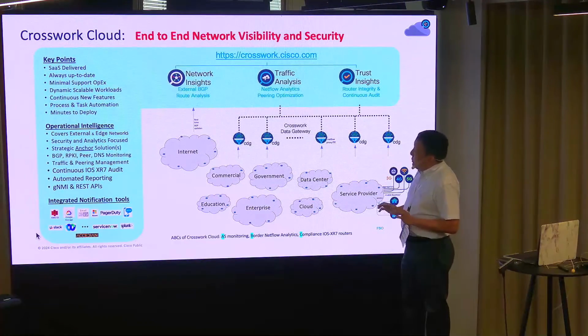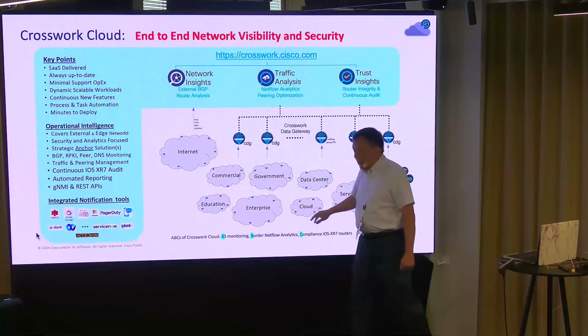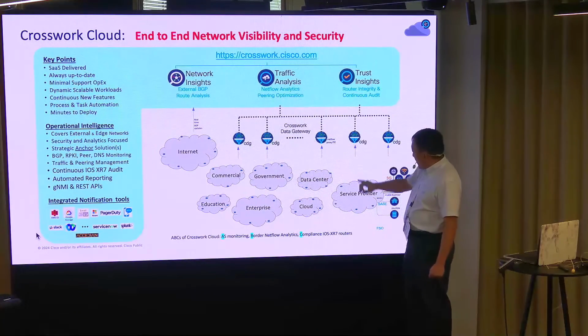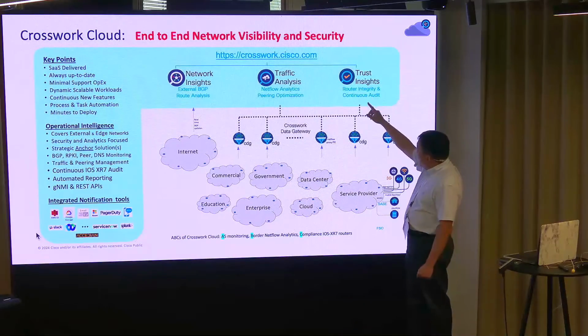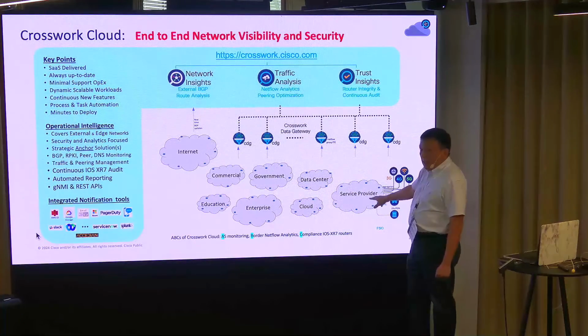One big difference between Crosswork Cloud and Crosswork on-premise is we cover all segments of industry. 30% of our business for Crosswork Cloud is service provider, whereas 90% of the customers for Crosswork on-premise is service providers.